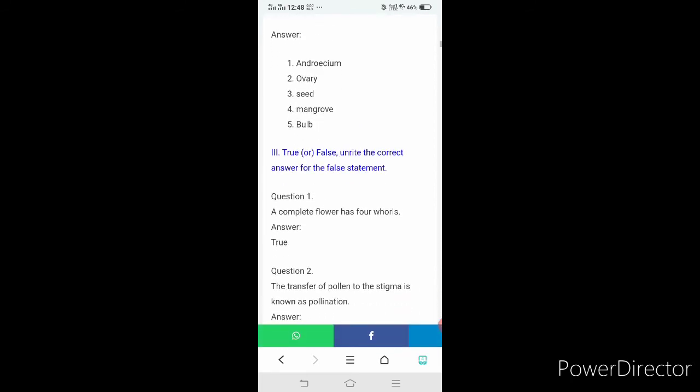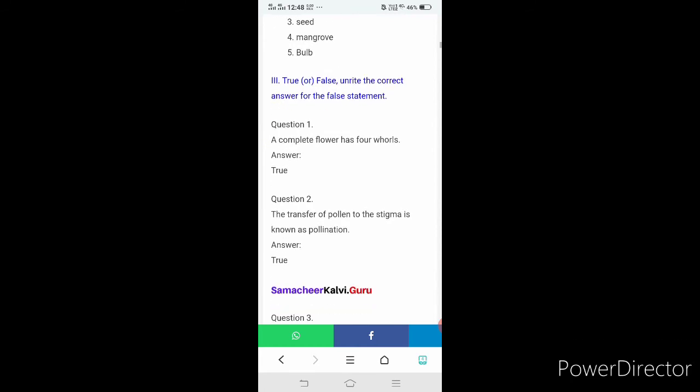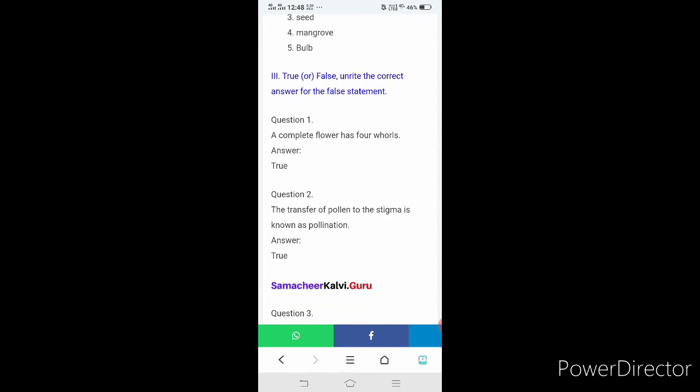Yes. Then coming to true or false. In science, they may ask choose the correct answer and fill in the blanks, but true or false and match the following may also be asked, then answer the following. So you have to read each and everything. Question number 1, true or false, and correct the statement if it is false. If a false statement is given, you have to correct it. A complete flower has 4 whorls.